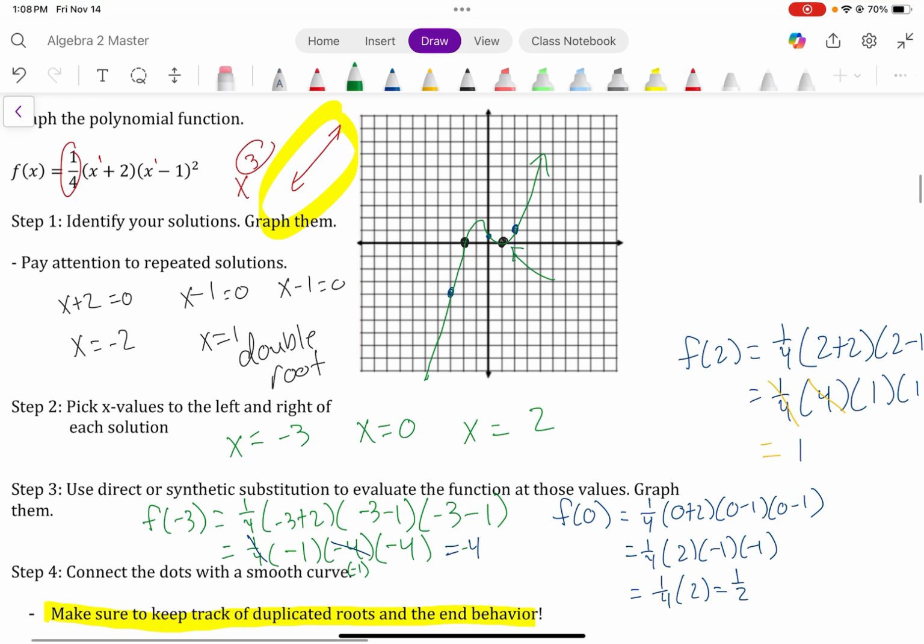Right there was my double root, so I'm not crossing through the x-axis again. I'm touching the x-axis and bouncing away. All right, that's what it means to keep track of your multiple roots, your duplicated roots. And then your end behavior, always, always, always double check. Does it match the correct left, right, up, and down?